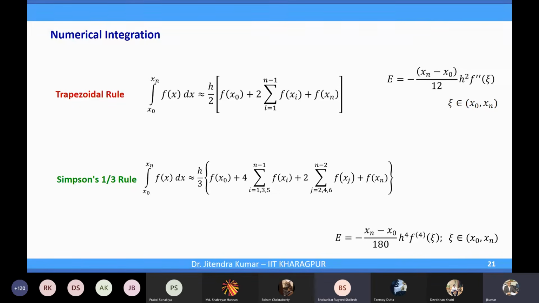Sir, I had one doubt in the trapezoidal rule. Yeah, go ahead. Sir, instead of reporting the value of the approximated integral, if we report the value of the integral plus the error, then will it be closer to the actual integral?